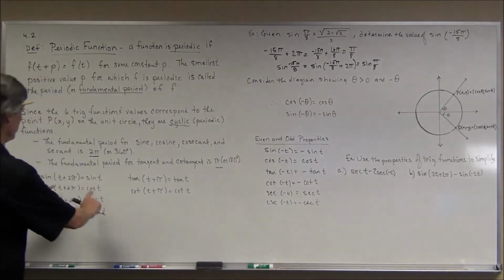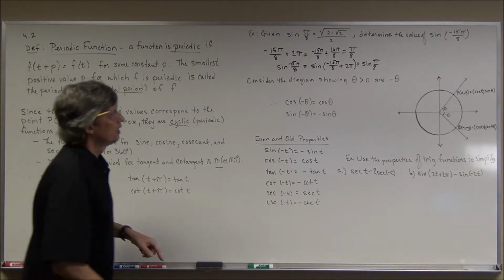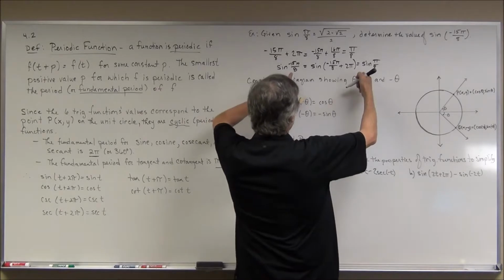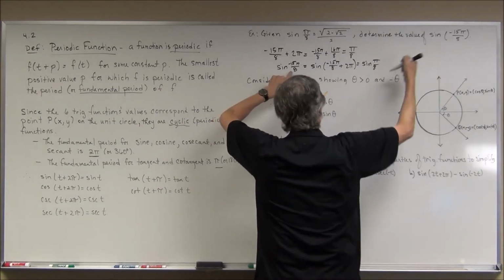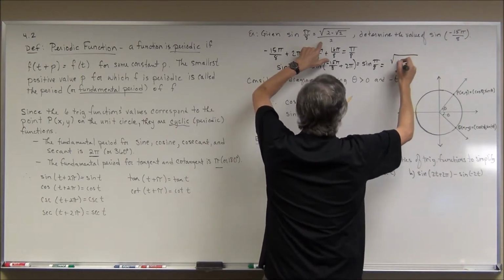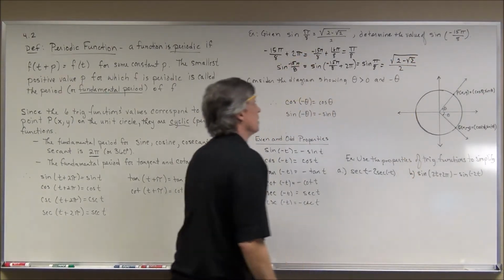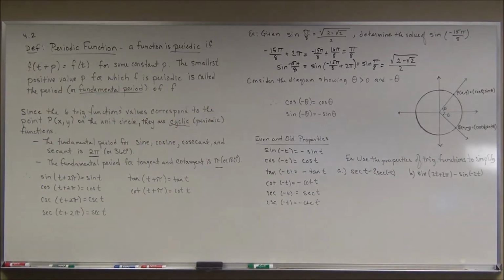Isn't that what I'm showing right here? Same values? So that tells me that the sine of negative 15 pi over 8, which is what I'm looking for, is equal to the sine of pi over 8, which is given to be the square root of 2 minus the square root of 2 all over 2. So we can find sines and cosines and tangents and cotangents of angles using the fundamental period.